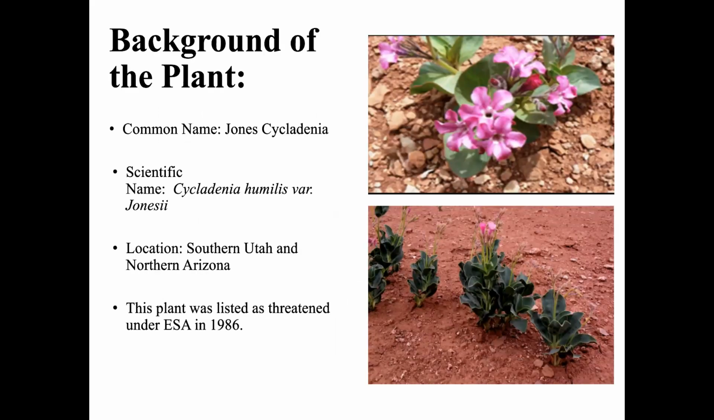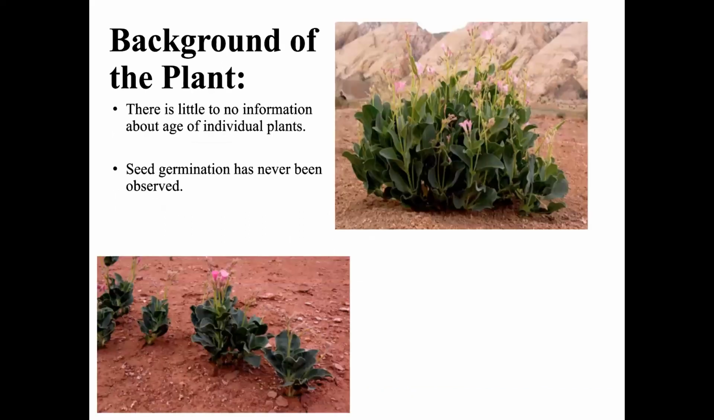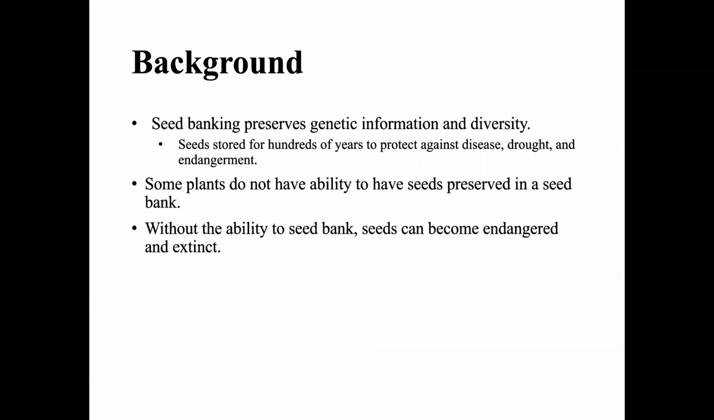A little bit about the background of the plant. It is Jones Cycladenia and is commonly found in southern Utah and northern Arizona. And the plant was listed as threatened under the ESA in 1986. There's little to no information about the age of these plants, and no seed germination has ever been observed.